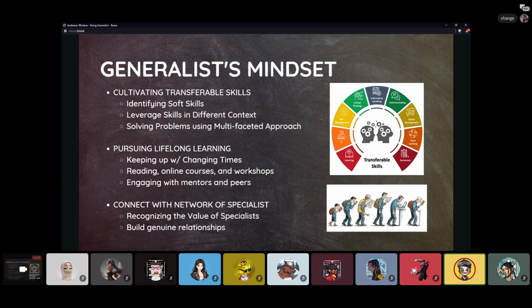And then, about the learning strategies for lifelong learning: reading, online courses and workshops. You can enroll in an online course on the internet, and at the same time participate in online or offline workshops. One of the strategies as well for us to learn is to engage with mentors and peers. So yeah, it is necessary to have genuine mentors and peers who are willing to help us grow and improve.